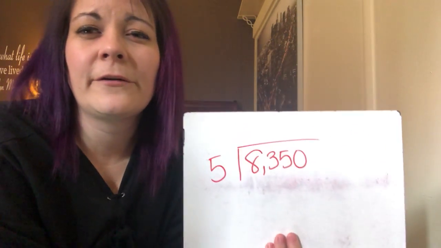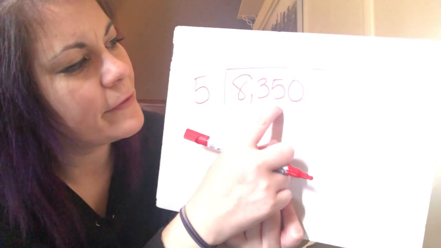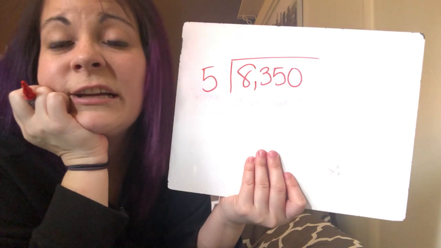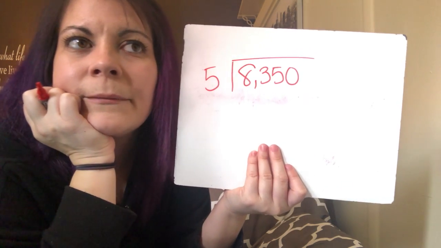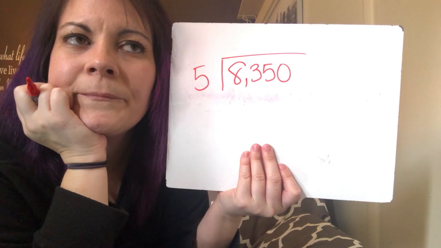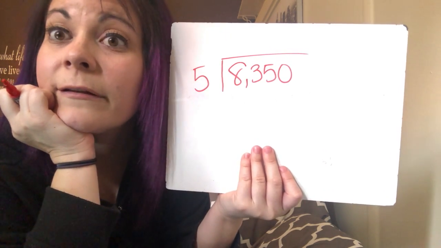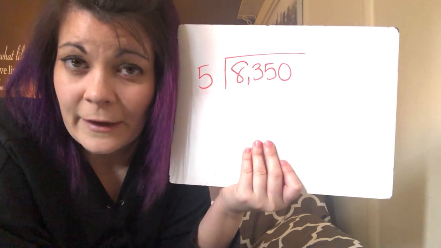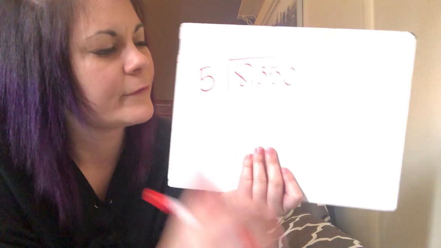8,350 divided by 5. What I know is I can round this to 8,000, because multiplying by powers of 10, like 5 times 100 or 5 times 1,000 is 5,000, so that's not greater than 8,000, so I could do that. I could say it goes in 1,000 times.